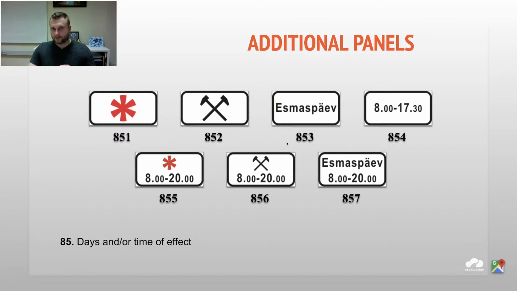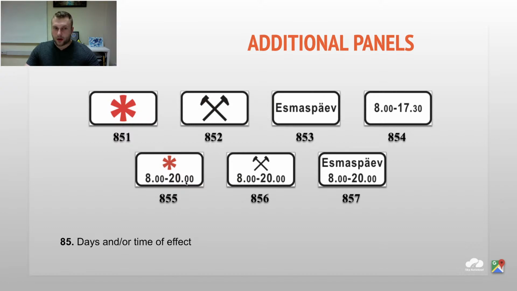Working days. So if you have two hammers, and it can be the name of the day, like esmaspäev means Monday. And for example, if you see a no standing, no parking sign, and then under it is esmaspäev, it means you cannot park and cannot stand only on Mondays in this area, and on all other days you can. So time of validity starting from 8 o'clock till 5:30. After that you can park, for example.